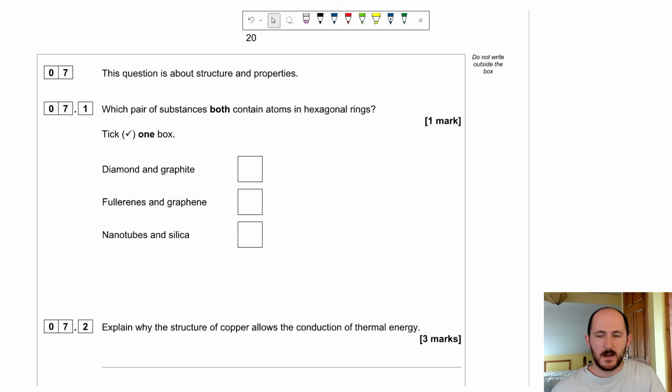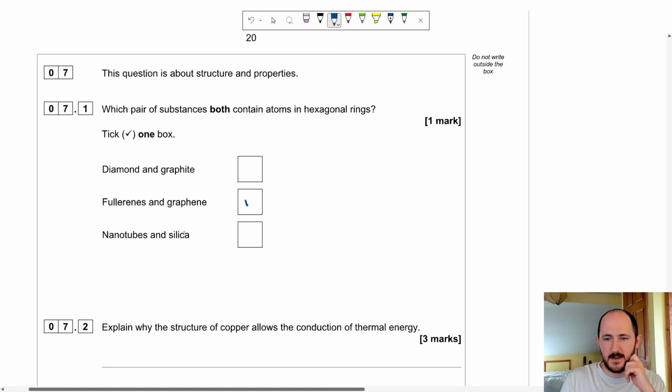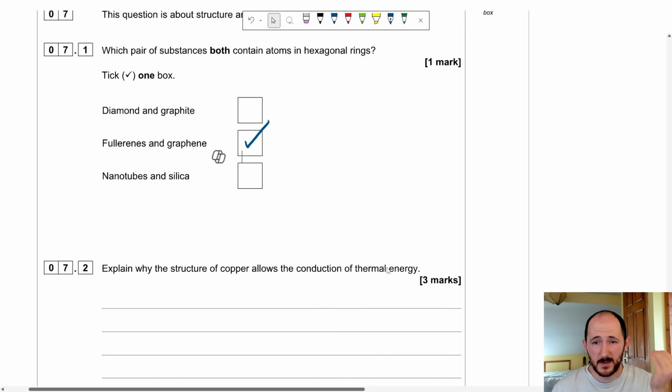Really nice. Last question finally, it's all about structures, as it says here. Which pair of substances both contain atoms in hexagonal rings? So we have diamond and graphite, fullerenes and graphene, nanotubes and silica. The answer is fullerenes and graphene. Again, these are just structures you need to know. There's not really a trick to remember them. I mean, there might well be, but not that I'm aware.